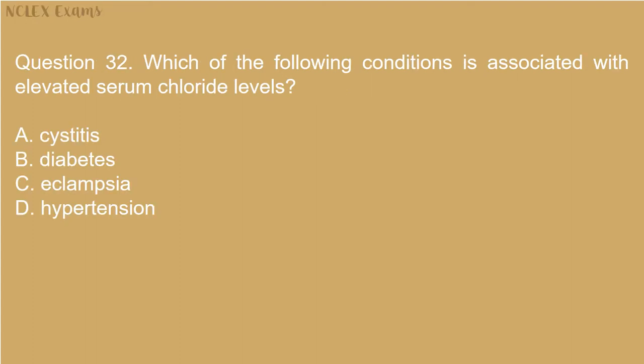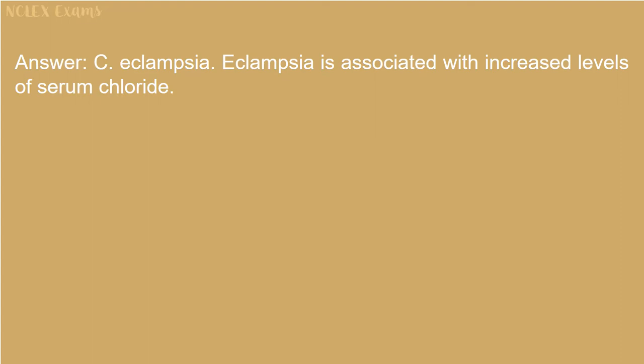Question 32. Which of the following conditions is associated with elevated serum chloride levels? A. Cystitis. B. Diabetes. C. Eclampsia. D. Hypertension. Answer C. Eclampsia. Eclampsia is associated with increased levels of serum chloride.